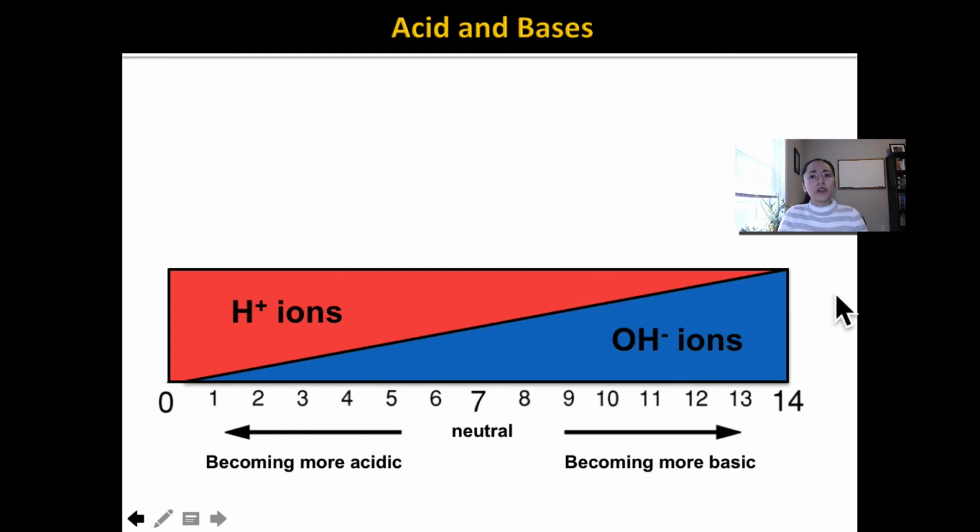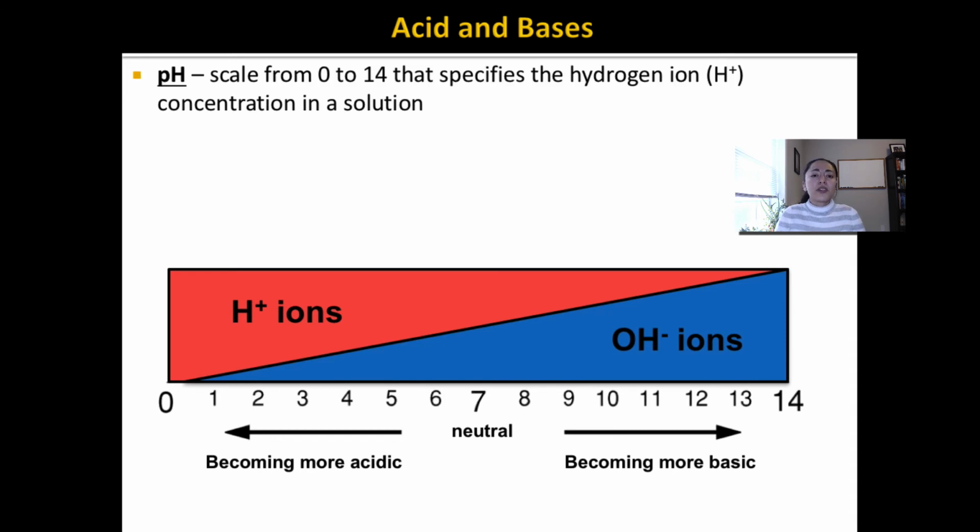The final thing that we're going to be looking at in this lab is the effects of acids and bases. When we measure the acidity of something, we usually use a scale called pH. pH is a scale from 0 to 14 that specifies the hydrogen ion concentration in a solution. The more acidic a solution is, the more hydrogen ions it has. The more basic it is, the fewer hydrogen ions and the more hydroxide ions it has. So it's the balance of these hydrogen ions and hydroxide ions that determines how acidic a solution is.